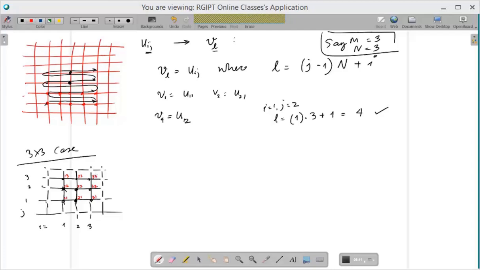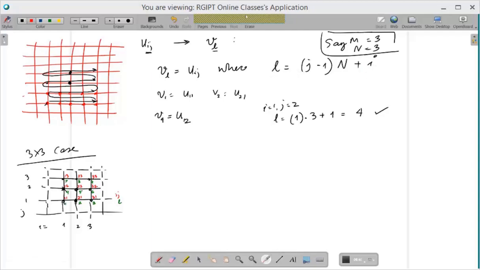And then I'm going to put the L's in the green color. It would be 1, 2, 3, 4, 5, 6, 7, 8, 9. So the correspondence between, this is basically L and the red ones are ij. The correspondence between ij and L is given by this particular formula.